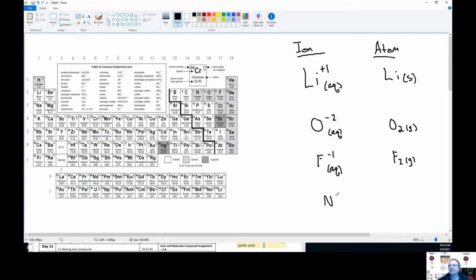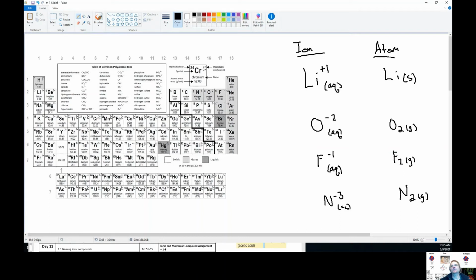Nitrogen, here's its charge, right? Nitrogen ion, aq. Nitrogen as an atom doesn't exist individually as atoms. It exists as a diatomic gas. Again, nice and electrically neutral as well. So yeah, all of this information now you know is on your periodic table. You know the atoms are here, and if you look at the charge, the ions are here.